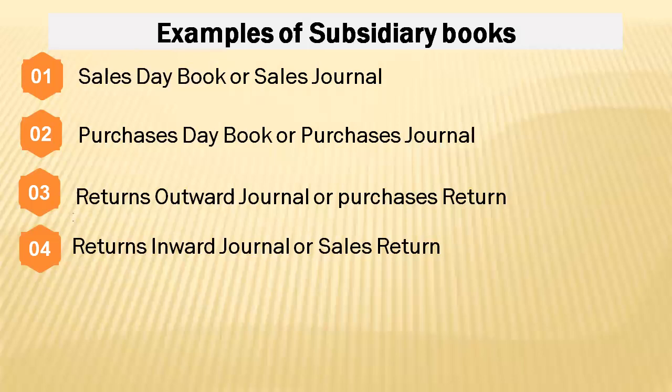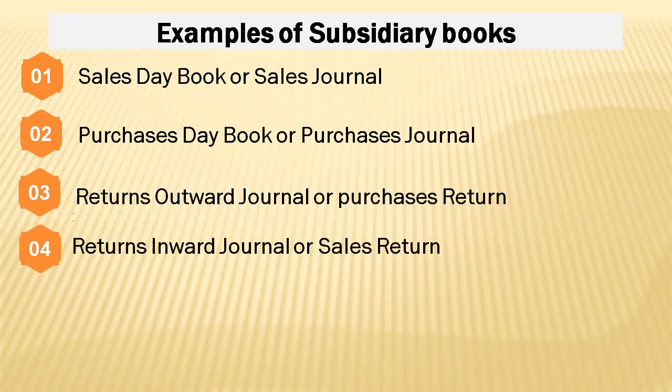Then we have the returns outward journal or purchases returns. You can see it as the returns outward journal or the purchases returns. It is a book used to record any purchase that has been returned to a supplier. So if we've purchased goods from a supplier and some of those goods are not good, we may decide to return those goods. And the book in which we record these returns is known as the returns outward journal or the purchases returns journal, as the case may be.